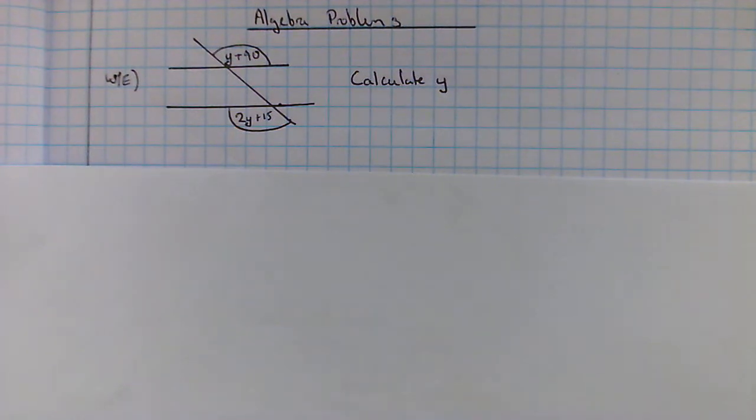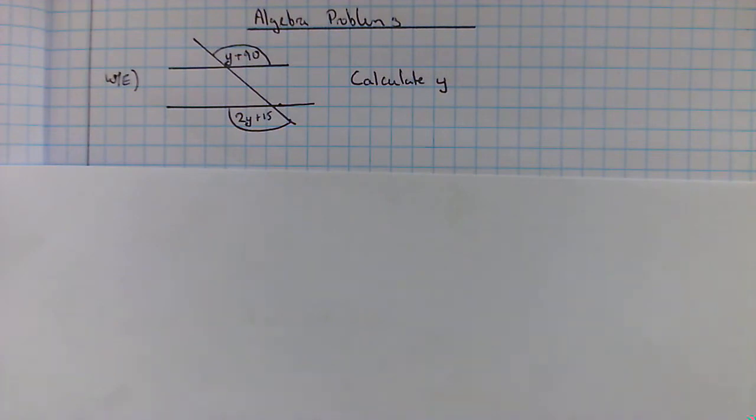Okay, the very last skill in this unit brings together the work we've just been doing on angles with the previous unit on equations, and you will see questions like this where it asks us to calculate the value of y. So the first thing we need to do is understand the relationships between the angles that we've got.